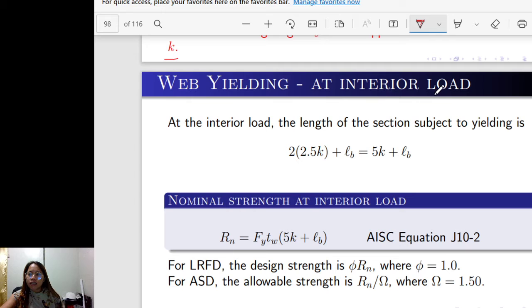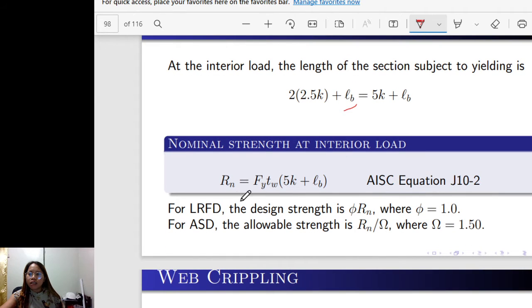Then web yielding at interior load. At the interior load, the length of the section subject to yielding is this equation, so that you can get the value of the bearing length L sub B. Meaning, web yielding at your load, if you have the beam, where the load is not at the support but somewhere along the beam. Then the nominal strength is this equation: yield strength times the thickness of the web times 5K plus this L sub B.